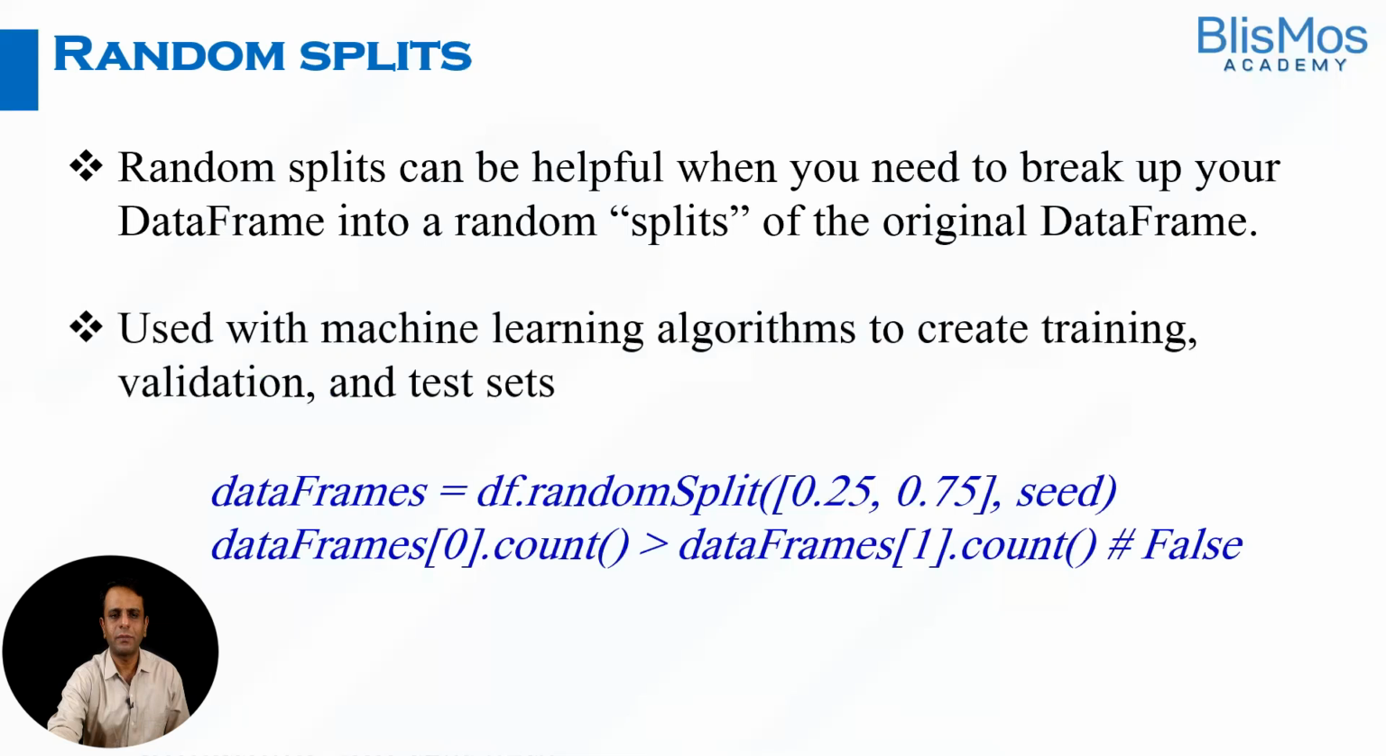The next aspect is that whenever you work on data analysis projects, you tend to split the whole data into two parts. One is the training set, and the second one is the testing set. To get these sets, you want to split the data into two parts. We can do that with a method called random split.